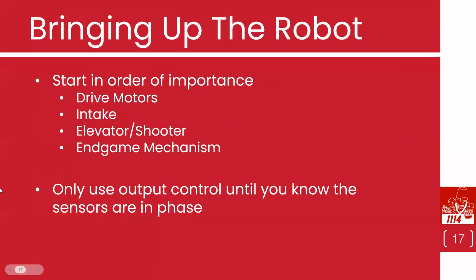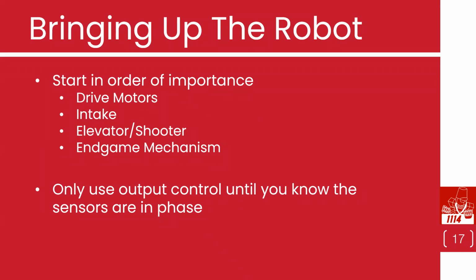And then, so in general, when we're starting the season, we start working on the robot in order of importance. First we get the drive base moving, then we work on something simple like the intake, then we go on to the more complicated stuff like the shooter or the elevator, then we would start working on the climber.